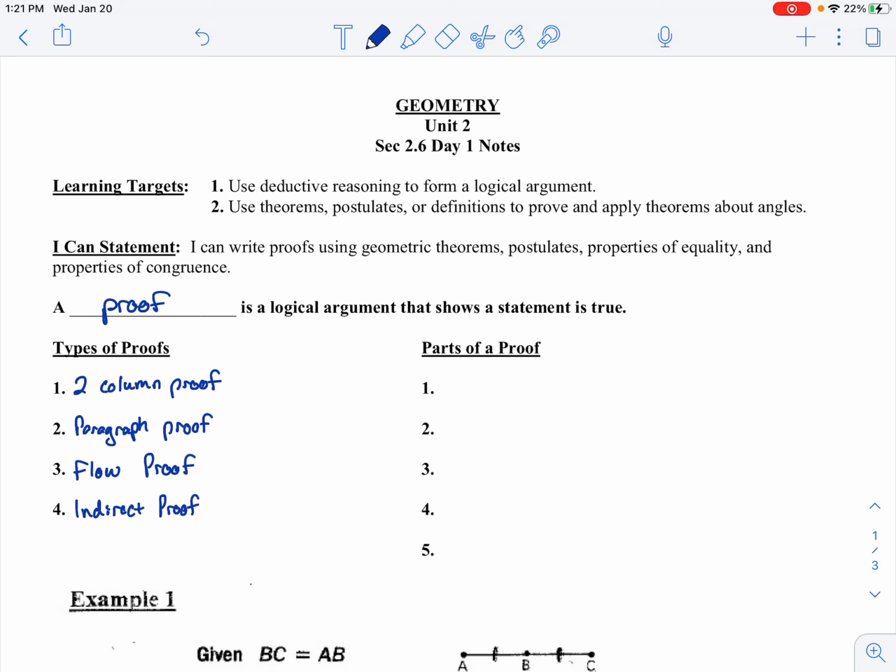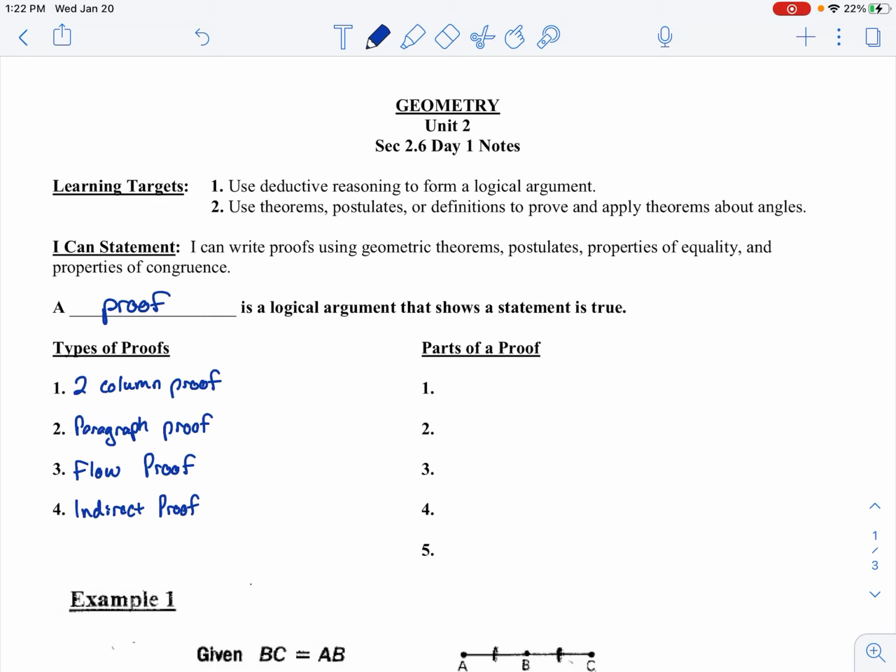Now, an indirect proof uses fancy logic. It basically says, instead of showing a statement is true, we are going to take the opposite of that statement and then show that is false. So it's indirectly proving something by showing that its negation is false. So that's a little bit of tricky stuff. We won't see much of that, but I would like to expose it to you a little bit later in this unit.